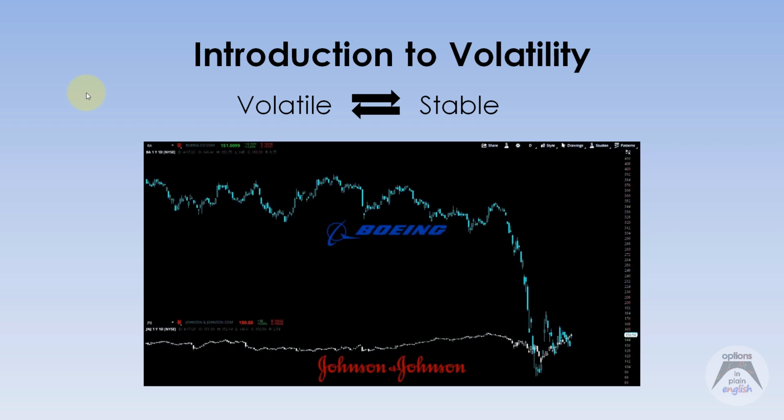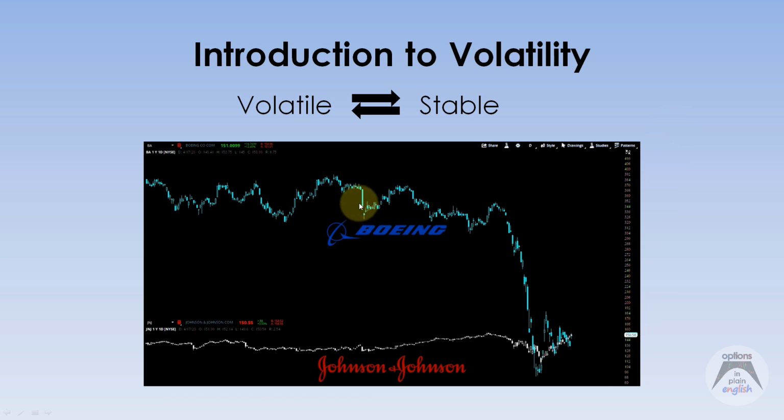So for example, here we have a price chart of Boeing and Johnson & Johnson. I've superimposed both charts using the same scale of pricing and time. So the x-axis is the time and the y-axis is the price of the stock. We can see how the price of Johnson & Johnson has been changing over time, here in the white color, and how Boeing has been changing over time, here in the teal color.